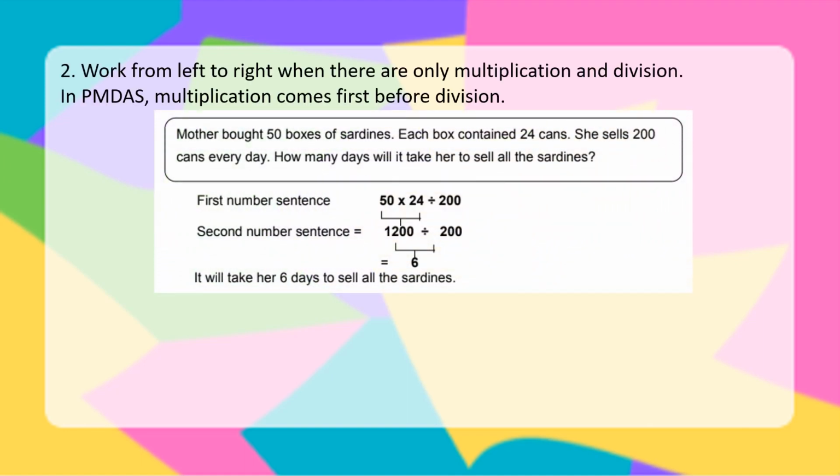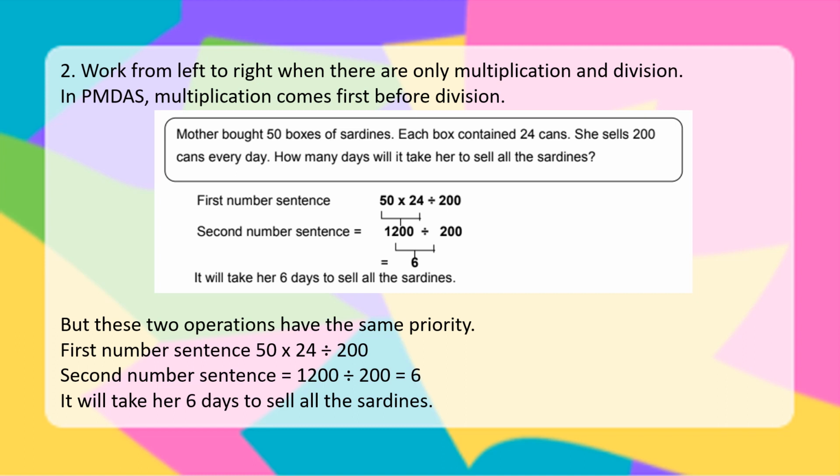Okay, next. For number 2, work from left to right when there are only multiplication and division in PEMDAS. Multiplication comes first before division. Example, mother bought 50 boxes of sardines. Each box contained 24 cans. She sells 200 cans every day. How many days will it take her to sell all the sardines?